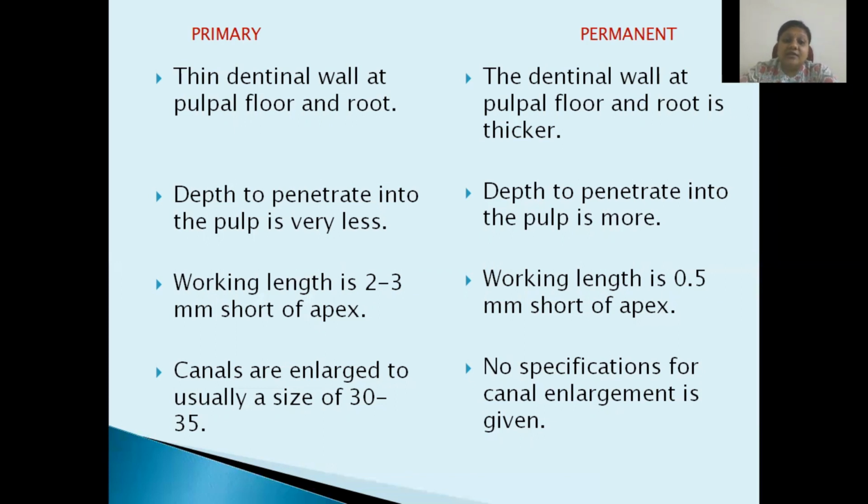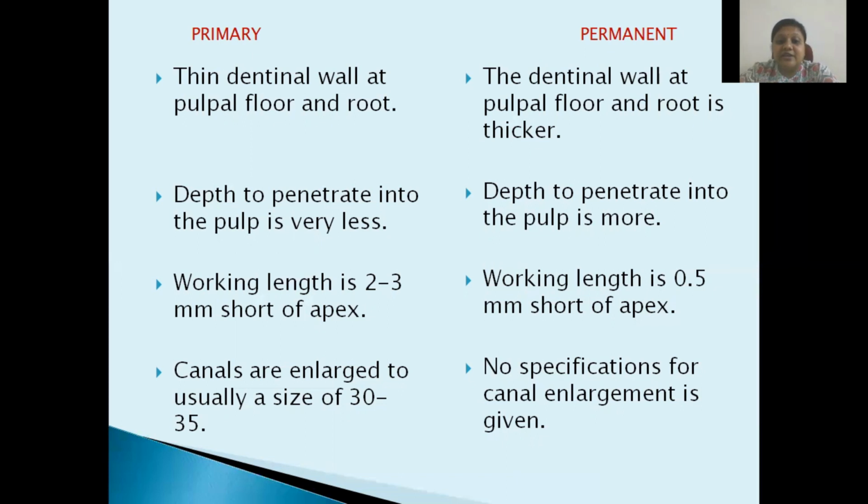The working length is 2 to 3 mm short of the apex, because the rate of resorption of the obturating material and the root does not match. If we keep it 2 to 3 mm short of the apex, the material resorbs as the resorption of the root takes place. The working length is kept 0.5 mm short of the apex in permanent teeth.